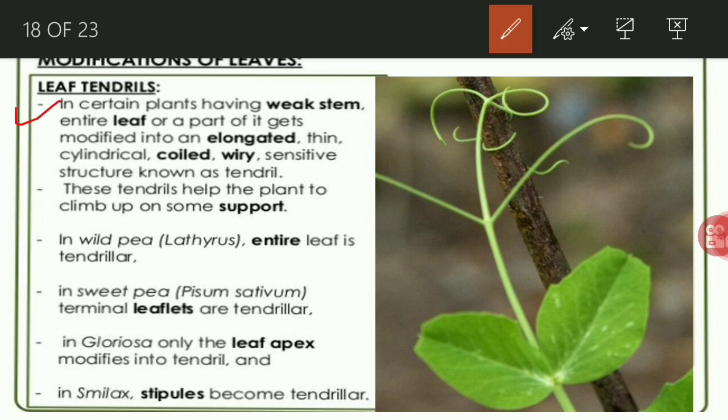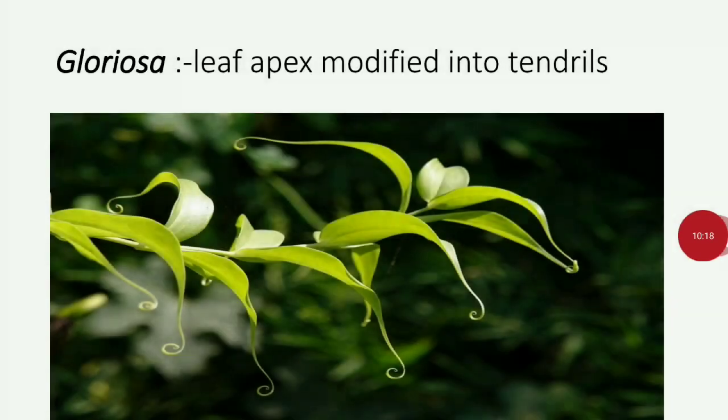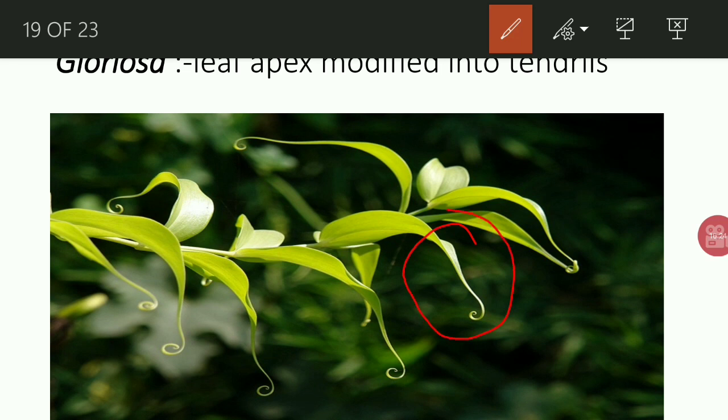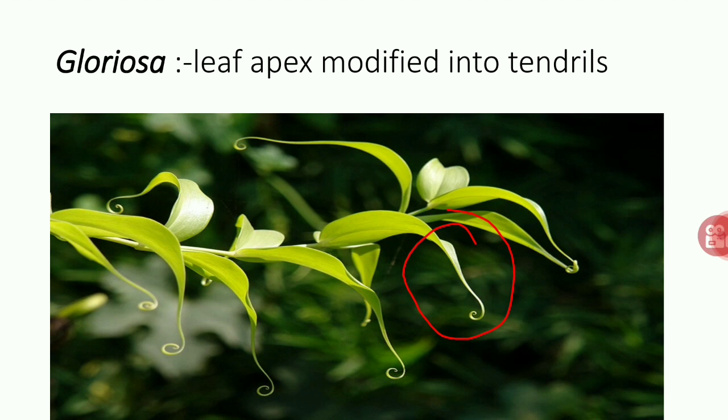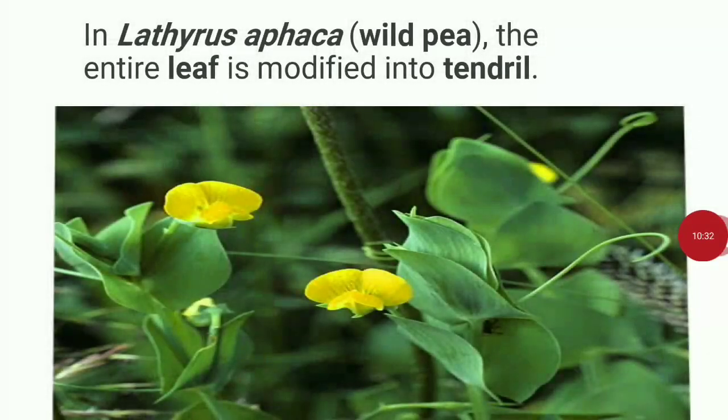ये tendrils support लेते हैं nearby stem और branch का and help the plants to climb. In pea plant, the terminal leaflet is modified into tendrils for supporting the plant. Some plants like Smilax, stipules get modified into tendrils. You can see in the picture the leaf apex is modified into tendrils. Such kind of modification is seen in Gloriosa plant. In plants like Lathyrus, that is wild pea, the entire leaf gets modified into tendrils.